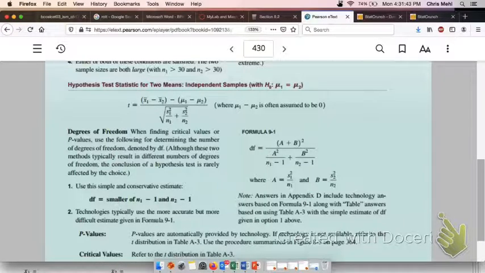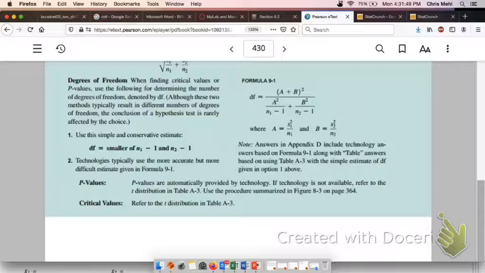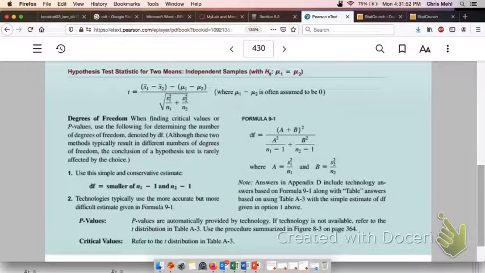It says, when finding critical values or p-values, use the following to determine the number of degrees of freedom, denoted by df. So the first way is what's called a simple and conservative estimate, and the degrees of freedom would be the smaller of each sample size minus 1. So you do each sample size minus 1, and whichever one is smaller, you could use that for degrees of freedom. Now the issue with that is if you did that on the homework and you were doing everything by hand, that might not lead you to the correct p-value. Your test statistic would be fine, but you might get a different p-value.